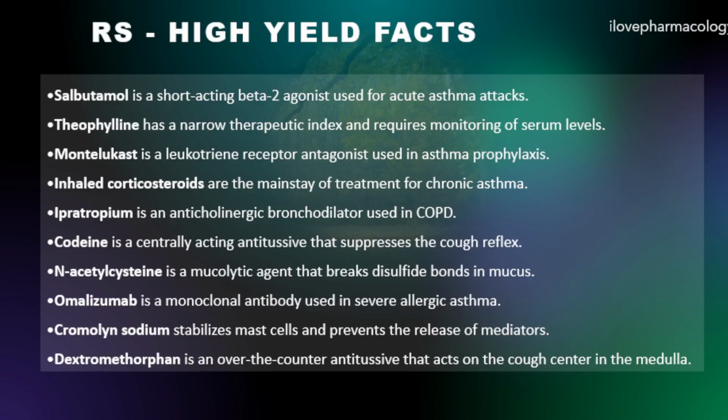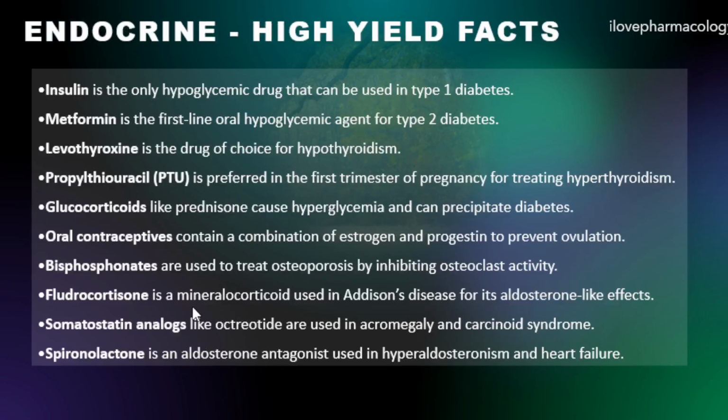Cromolyn sodium will stabilize the mast cell and prevent the release of histamine. Dextromethorphan is again an over-the-counter antitussive drug which acts on the cough center which is present in the medulla. So basically, dextromethorphan will reduce the cough reflex and act as an antitussive, which is useful for dry cough. Next, coming to the endocrine, insulin is the only hypoglycemic drug that can be used in the treatment of type 1 diabetes.